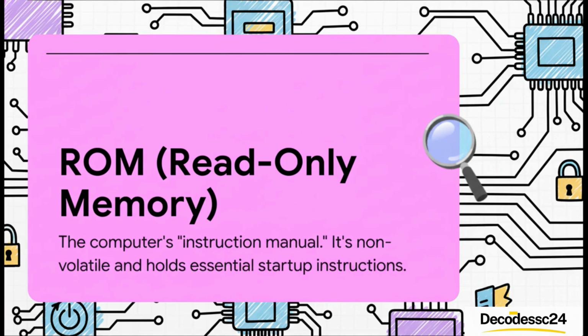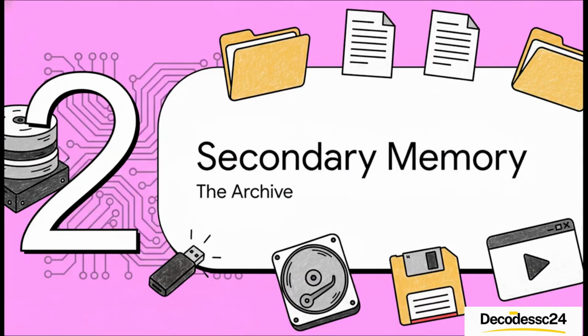Now think of this as the computer's permanent, built-in instruction manual. It's non-volatile, so it never forgets. It holds those absolutely essential, unchangeable instructions that the computer needs just to boot up in the first place. You know, it's the code that literally tells it how to wake up and start being a computer. Okay, so that's the desk covered. But where do we keep all our files? You know, our programs, our photos, the permanent stuff? Well, that brings us to the archive.